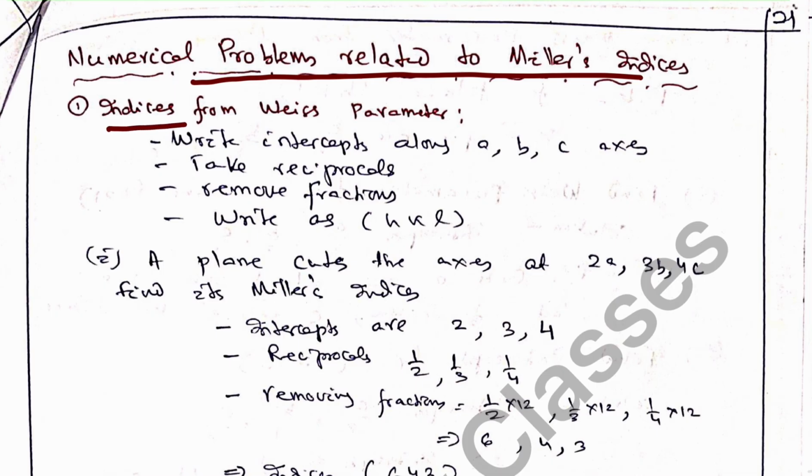Miller indices are to be derived from the Weiss parameters. First we have to write the intercepts along the A, B and C axes. Then we take the reciprocals, remove the fractions and write them in the form of HKL. That is the way we present the Miller's indices for the faces.